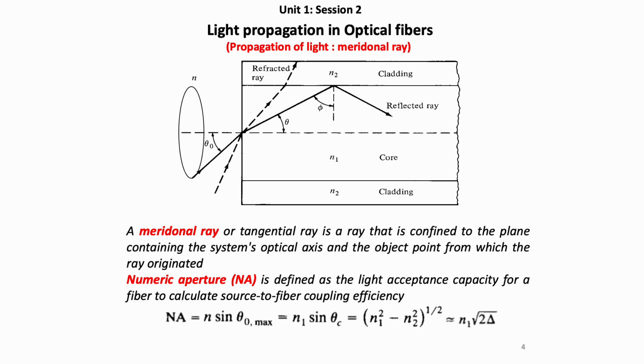Then numerical aperture is otherwise given by n1 sin theta c, which is also equal to the square root of n1 square minus n2 square. We know that n1 is the refractive index of the core and n2 is the refractive index of the cladding. So based on the different media refractive indices, the numerical aperture is calculated, and it is also given by n1 square root of 2 delta, where delta is the index difference. That index difference is also based on the refractive index differences between the core and the cladding.